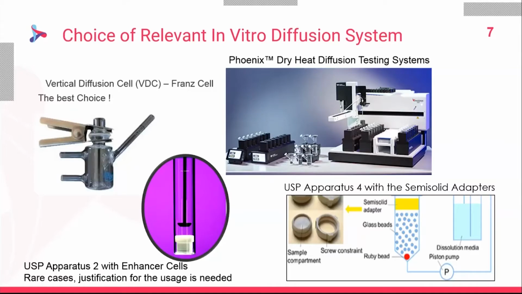USP Apparatus 2 with immersion cells and USP Apparatus 4 with the semi-solid adapters are considered for their operational principles. In very rare cases they could be used for dermatological products. It might be a better approach for ophthalmics or buccal and sublingual products, where the majority of the API is absorbed into the systemic circulation.